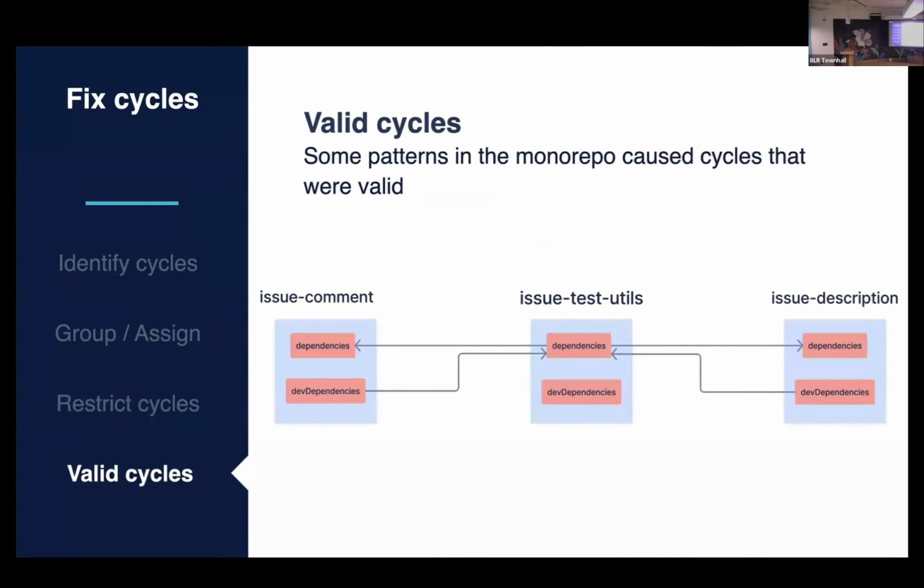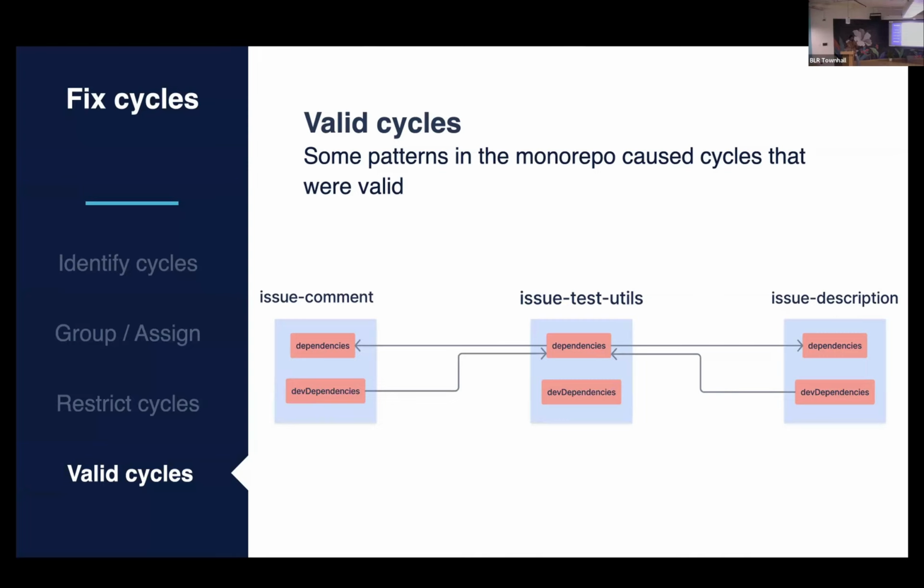Another thing that we also found is there were some valid cycles that developers wanted to have because of certain patterns that they used in the repository. So this is one such example. Issue test utils is like a common package where all the different mocks have been organized together so that different packages can use them once, right? So here you can see issue comment and issue description. They are proper packages which actually use issue test utils.